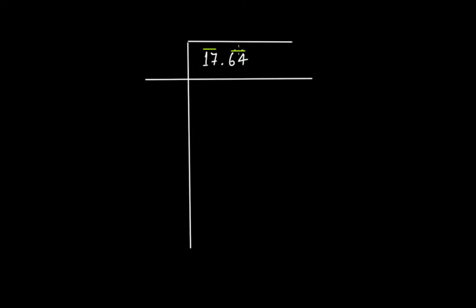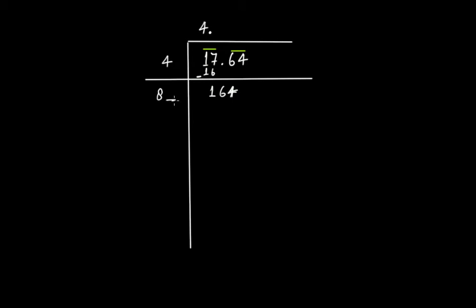Now what number should we write here whose square is either equal to or less than this 17? Clearly 4. So 4 times 4 is 16. Then you subtract it, you get 1. Now place this decimal point here and write this 6, 4 here. So 64. Now 2 times 4 is 8, right? 2 times 4 is 8.